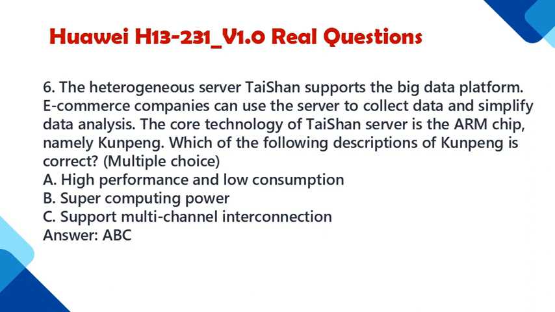6. The heterogeneous server Taishan supports the big data platform. E-commerce companies can use the server to collect data and simplify data analysis. The core technology of Taishan server is the ARM chip, namely Kunpeng. Which of the following descriptions of Kunpeng is correct? Multiple choice. A. High performance and low consumption. B. Supercomputing power. C. Support multi-channel interconnection. Answer. A, B, C.